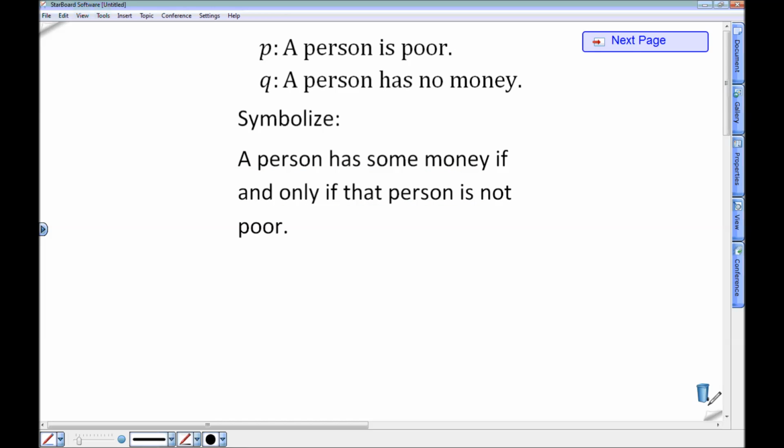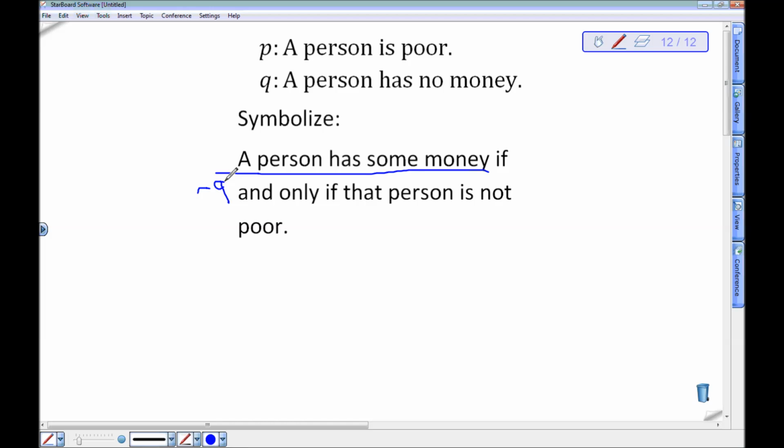Now let's look at this one. A person has some money if and only if that person is not poor. All right. So a person has some money. This is actually the negation of what? Well, it's the negation of a person has no money, correct? So this is a quantified statement. The negation of a person has no money is a person has some money. So this first part here is not Q.